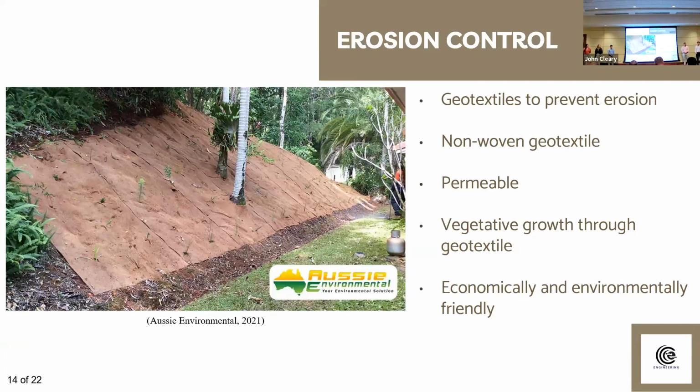So approximately 10 to 15 feet on either side of our bridge, we'll be using geotextile materials in place of riprap. We'll be using permeable, non-woven geotextile materials to allow for the establishment of vegetation. This is economical and environmentally friendly, and the geotextile material will allow for the erosion control of the soil while the vegetation becomes established in the area.